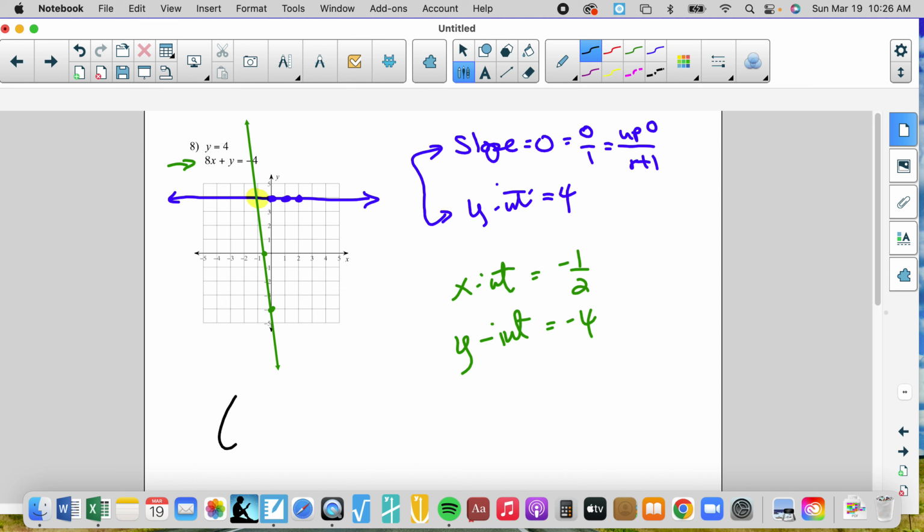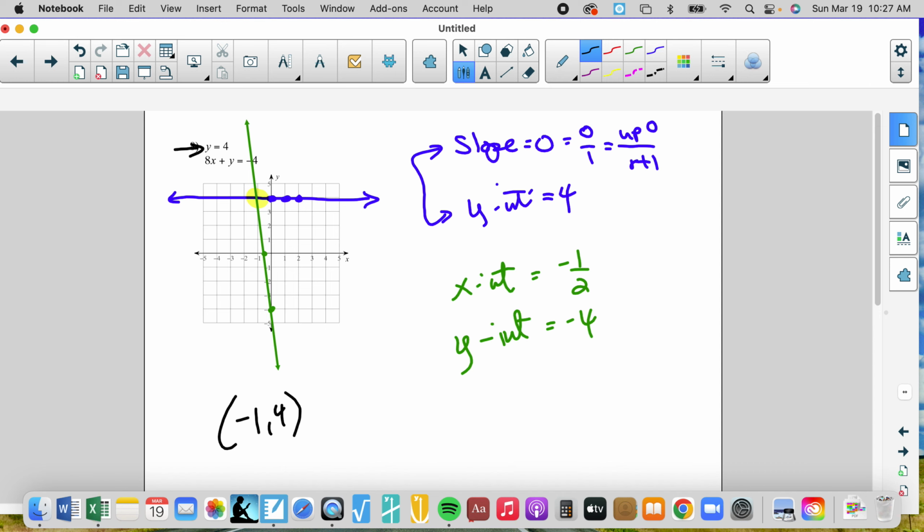So my supposed solution is negative 1, 4, and then we can plug it in. Well, if we plug negative 1 in for x to this equation, we don't see an x. So we have to remember that this equation can be thought of as this. We don't see an x because the coefficient of x is 0. So if we plug that negative 1 in here, 0 times negative 1 is still 0. And then y equals 4. Does 4 equal 4? Yeah. So it checks with that top equation.